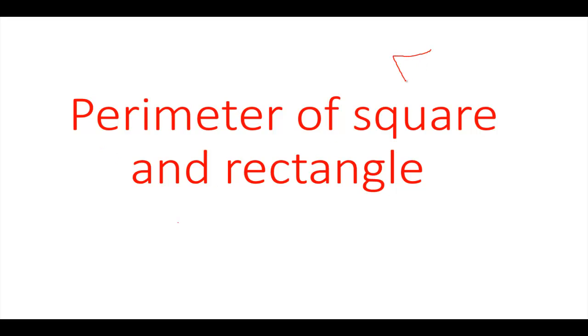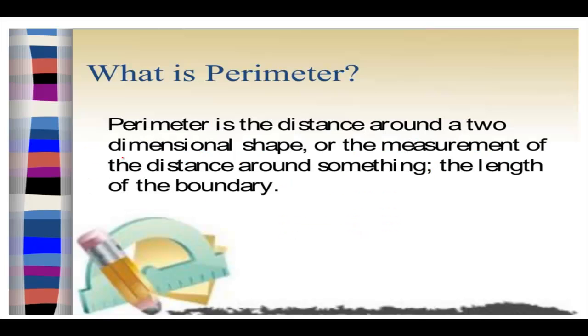We all know the meaning of a square and the meaning of a rectangle, but what is the meaning of the word perimeter? The perimeter is the distance around a two-dimensional shape, or the measure of the distance around something, the length of the boundary we have in the shape.